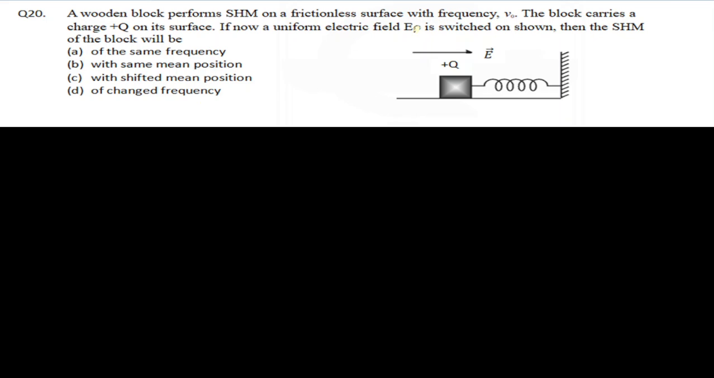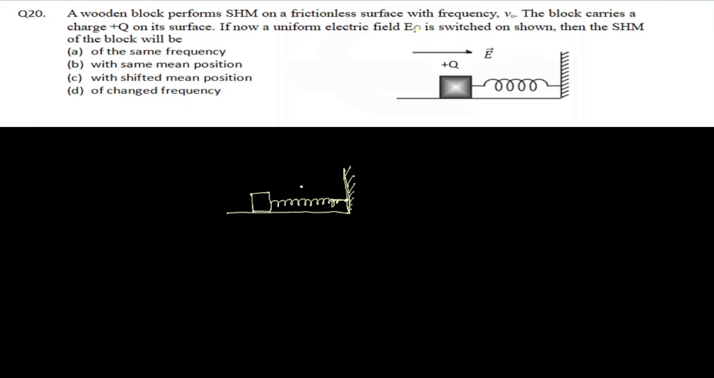So before that, just try to understand the statement. Let's say we have a frictionless table, and the end of this frictionless table is connected with some rigid wall. Now what I'm doing here, I have placed a wooden block on this frictionless surface, and we have connected this wooden block with a spring. So one end of the spring is connected to the rigid wall like this, and the other end is connected to the wooden block.